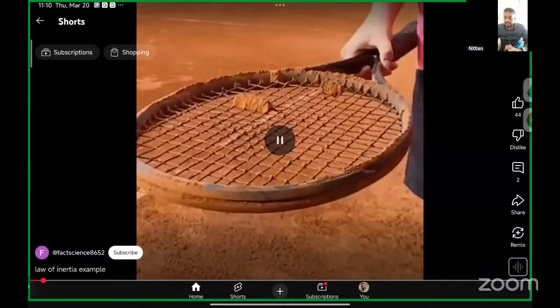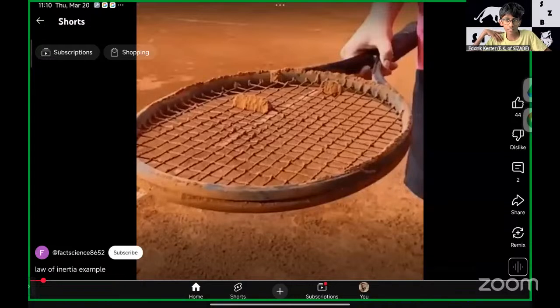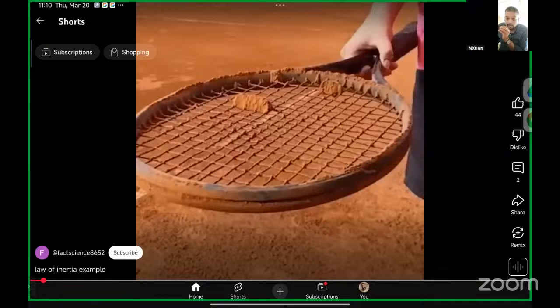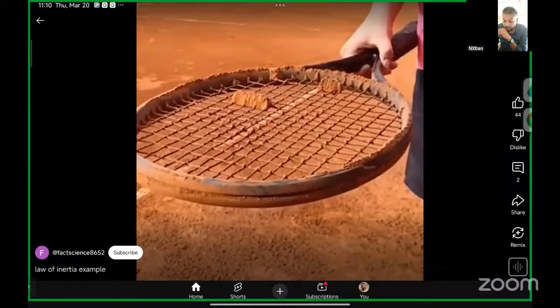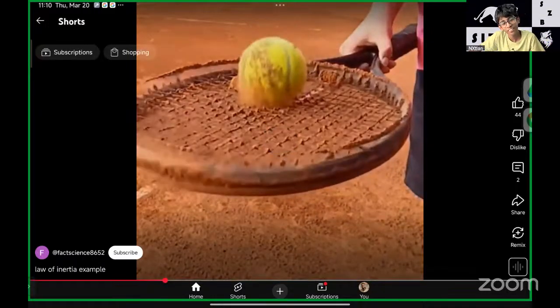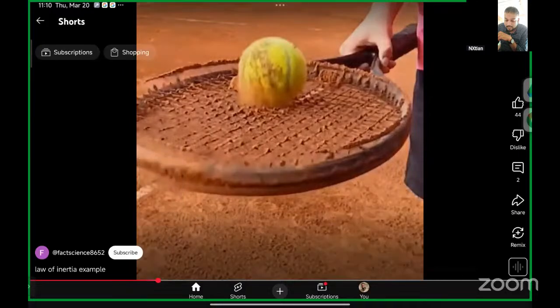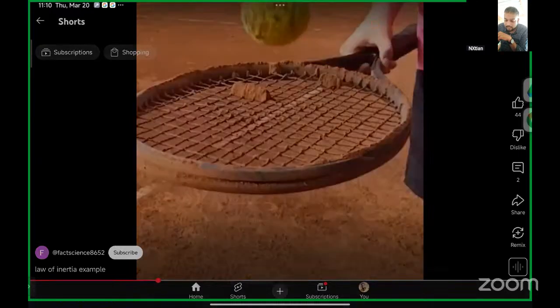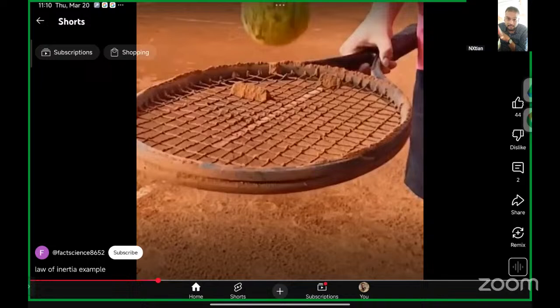Now listen, guys. You can see there is dust on the racket. Is it there or not? Yes, sir. Now we'll see what will happen. The ball is now just hitting the racket. You can see that the ball is coming and it will hit the racket. When the ball hits the racket, there is movement in the racket. Please see.